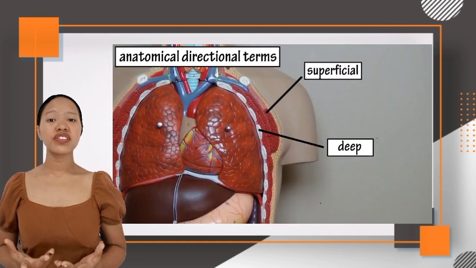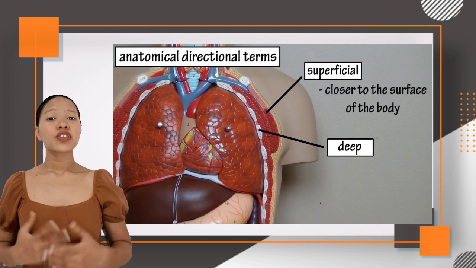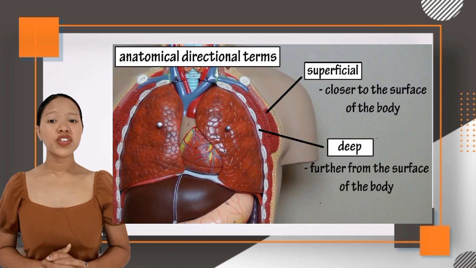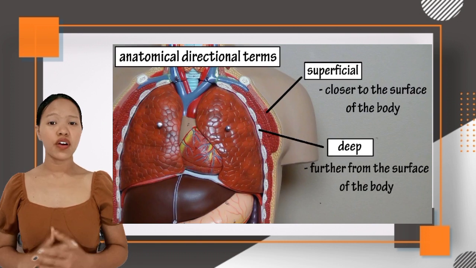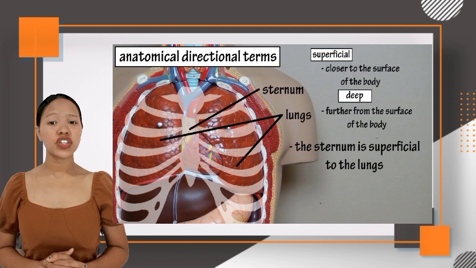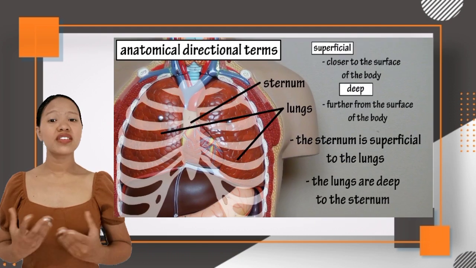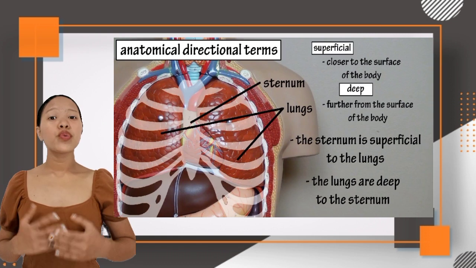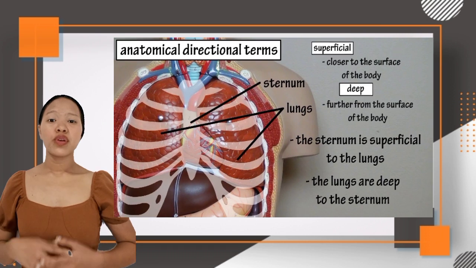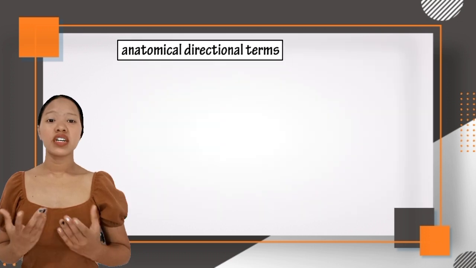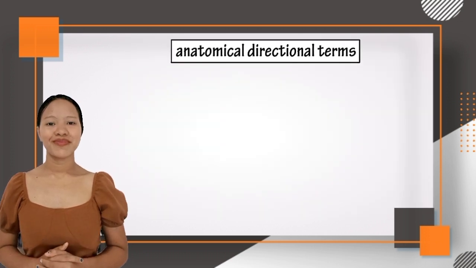Superficial and deep are another set of directional terms. Superficial means closer to the surface of the body, and deep means farther away from the surface of the body. So we could say the sternum is superficial to the lungs, or the lungs are deep to the sternum. Remember, this is the case when we are looking at the body from the front or anterior view, when it is in the anatomical position.